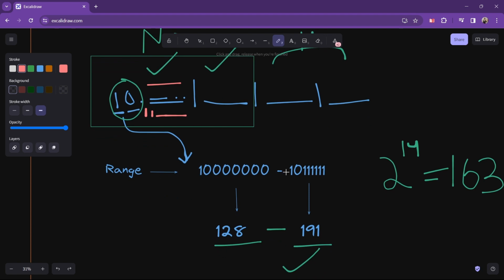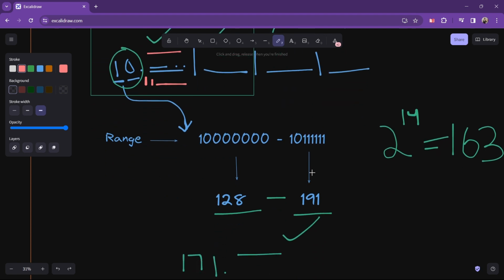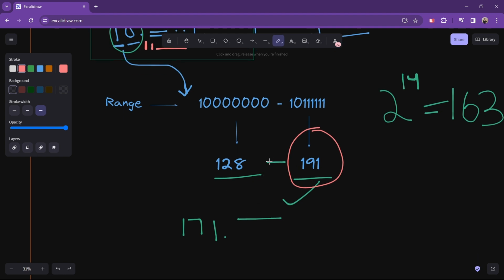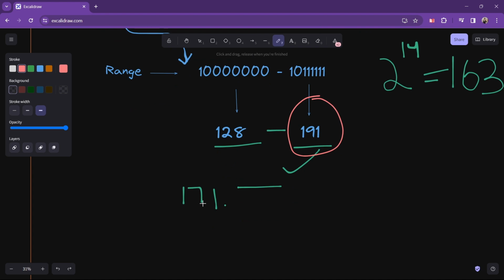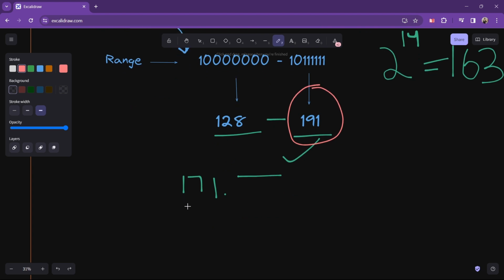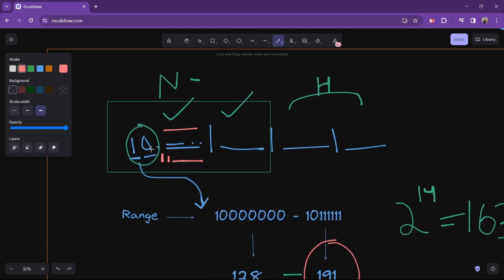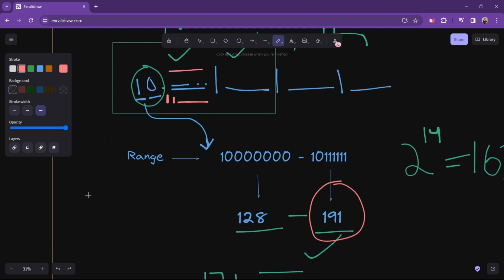With 1 0 and all six zeros, that leaves us with 128, and with 1 0 and all six ones, it leaves us with 191. Any number in between, both inclusive, tells us that this is an IP of class B. For example, 171 is an example of class B. Now, if these two bits are reserved, what is the number of addresses possible? 32 minus 2 leaves us with 30, which is the number of bits we are left with. So the number of addresses is 2 to the power 30.